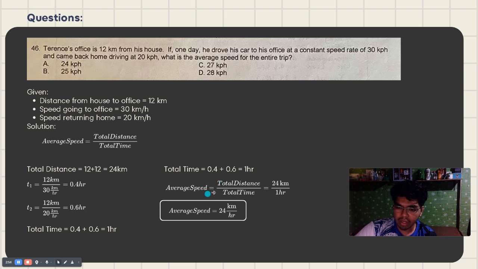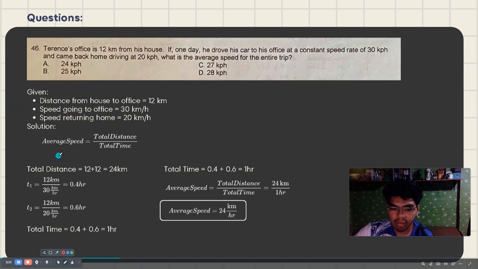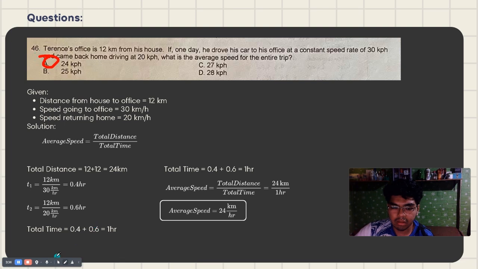Going back, since we now have the total distance and total time, we can use this formula. We then substitute 24 kilometers divided by 1 hour. So the final answer is 24 kilometers per hour, which is our average speed. So for this number, the final answer is letter A. Alright.